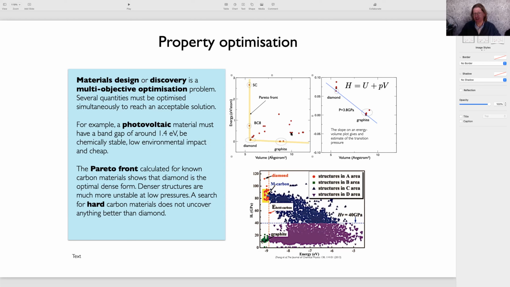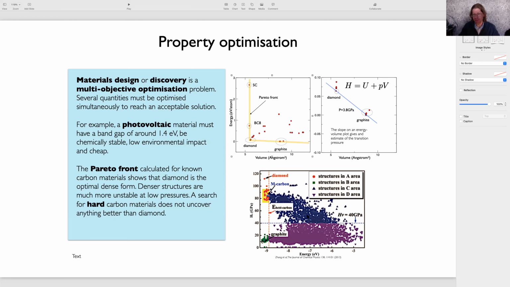These structures are less dense and less stable. And these structures here again are less dense and less stable than diamond. So the diamond dominates all of these points up here. So this can be extended to higher dimensions as well.